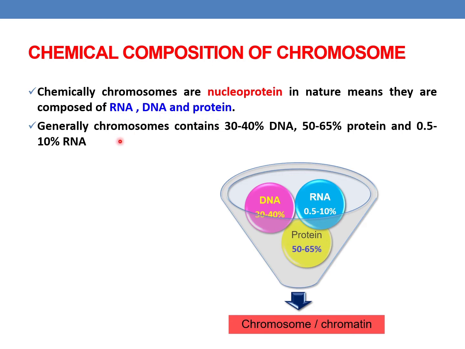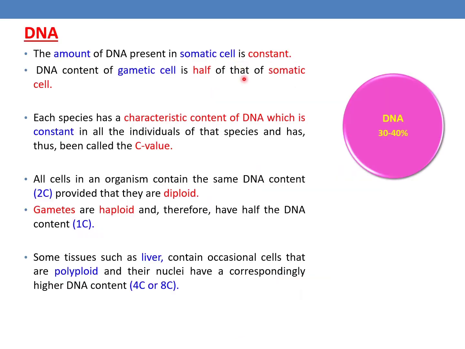Generally, these chromosomes contain about 30% to 40% of DNA, 0.5 to 10% of RNA, and 50 to 65% of protein. All these together constitute a chromosome or a chromatin. Let us understand each of the components. The first one is DNA.